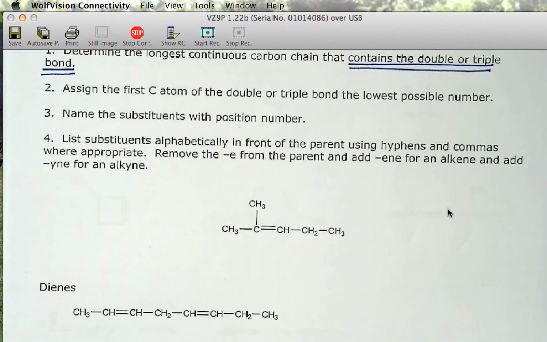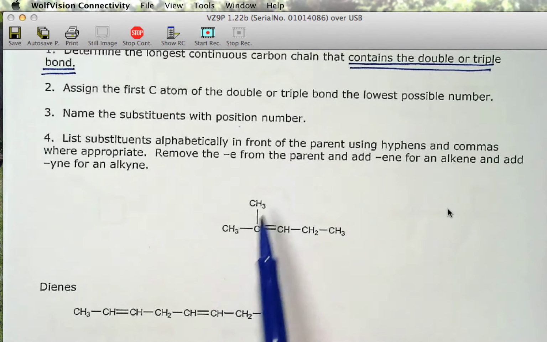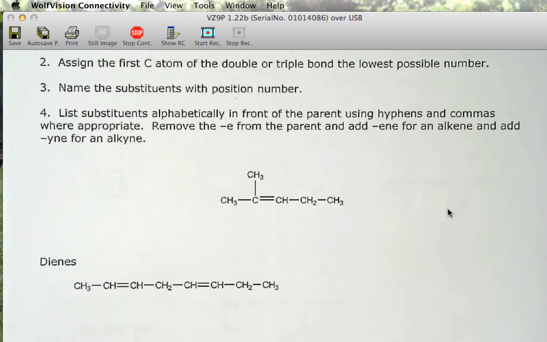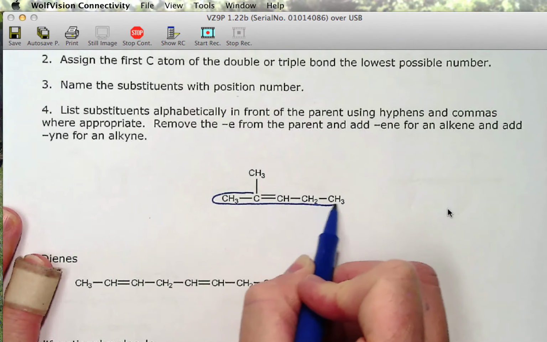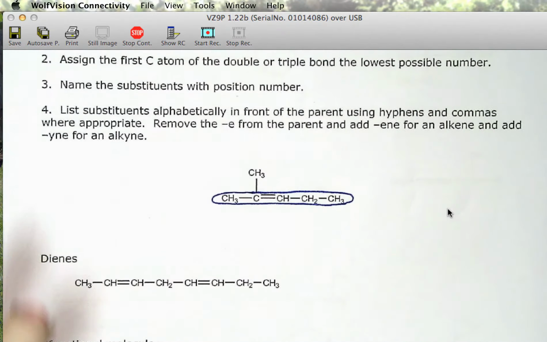Let's go through an example. So this molecule I have here, what's the longest continuous chain of carbons that contains the alkene? 5. Okay, so you have 1, 2, 3, 4, 5. So the parent, what's the parent's last name? Pent. And the ending, so you would think if it didn't have any double bonds, it would be pentane.